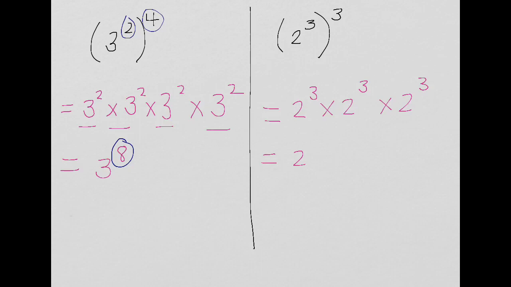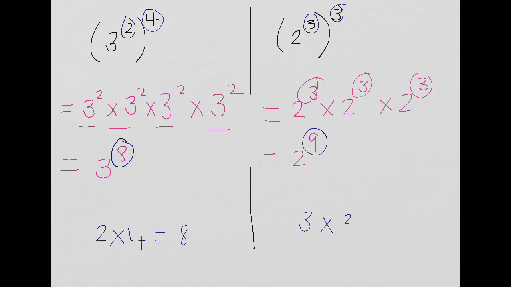And what do I do with the indices when they're multiplying? I add them, so 3, add another 3, add another 3, that's 9. Oh, I've got 9 now. How does that link to these two numbers? Now, what I hope you've noticed is that 2 multiplied by 4 is 8, and 3 multiplied by 3 is 9.